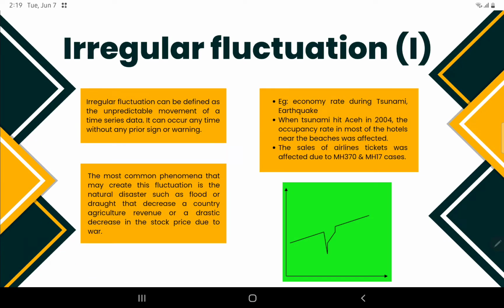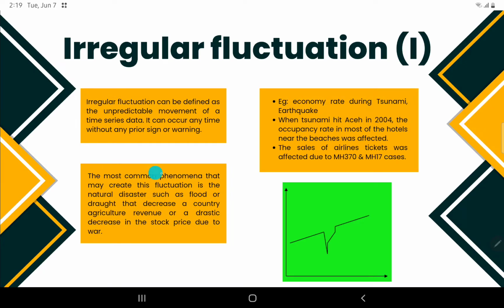Okay, number 4 is the irregular fluctuation. Okay, capital I. Okay, irregular fluctuation or irregular variation, okay, it describes the movement of a variable which is completely unpredictable. Okay, kita tak jangka langsung. Okay, itu namanya irregular variation ataupun irregular fluctuation. Okay, dia akan berlaku bila-bila masa saja tanpa apa-apa sign lah, apa-apa warning langsung.